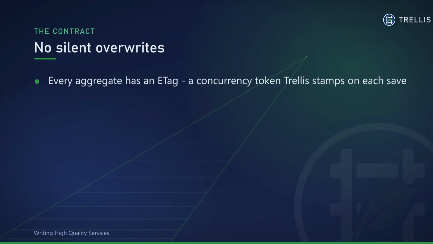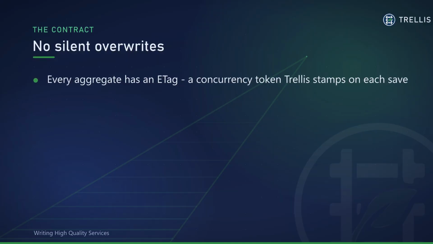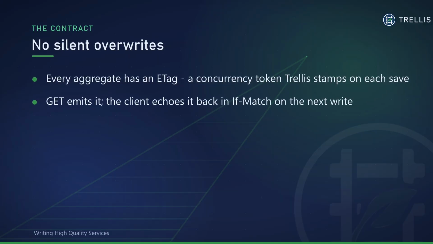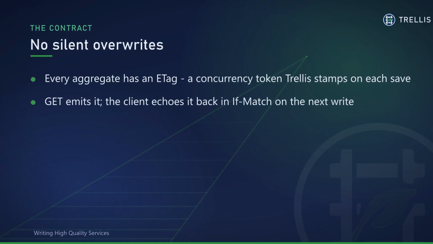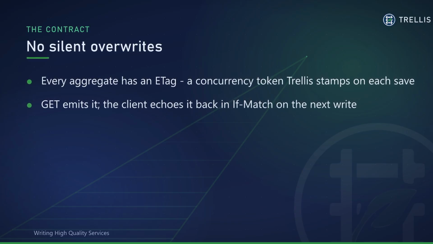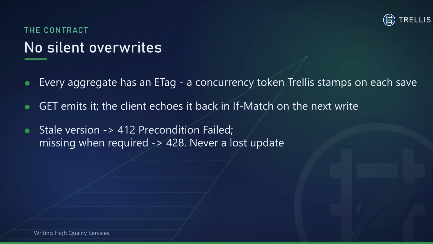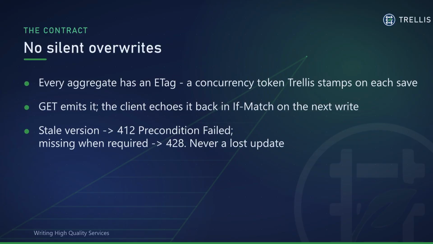So conditional updates make three promises. One: every aggregate carries an ETag, a concurrency token Trellis stamps fresh on every save, so it always reflects the current version. Two: a get emits that ETag, and the client echoes it back in an If-Match header on its next write, proof of which version it's updating. Three: if that version is stale, the write fails with a 412, precondition failed, and if a required If-Match is missing, a 428. The second writer is told to reload and retry, instead of silently erasing the first.